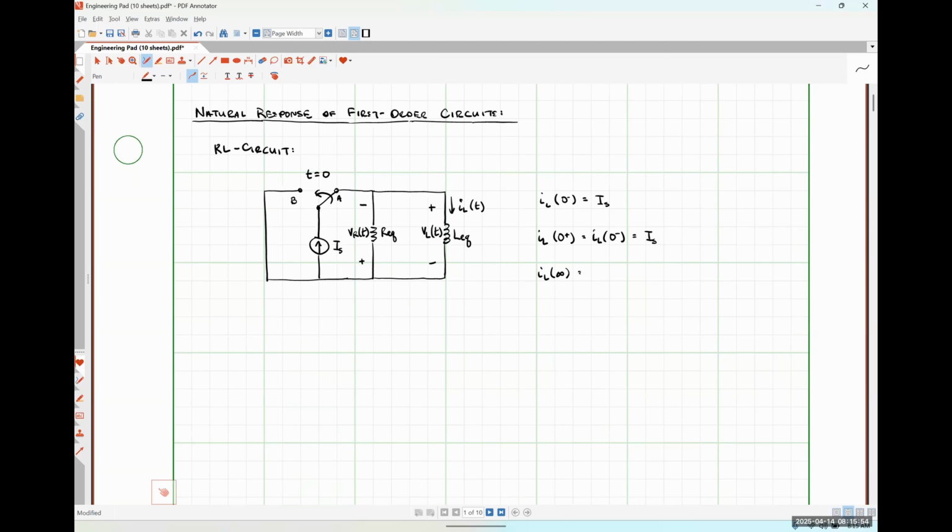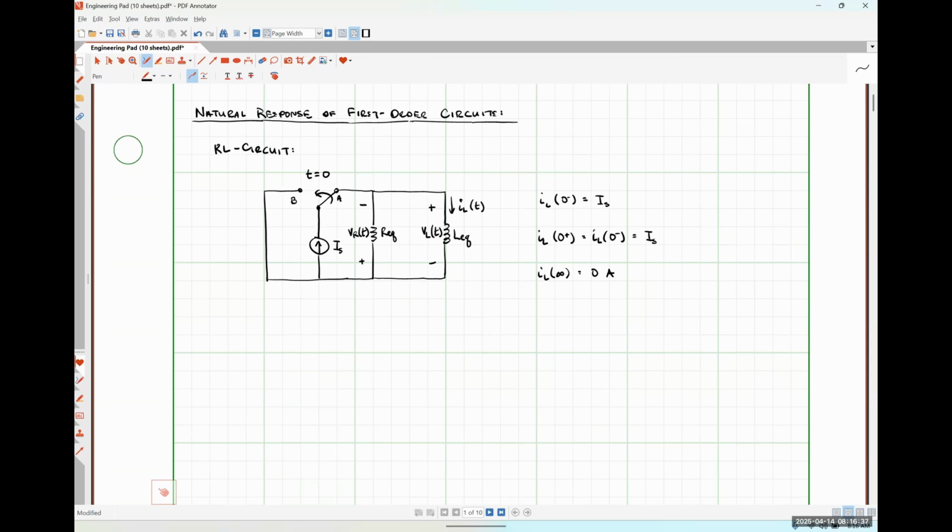So after a really, really long amount of time, I'm calling it t equal to infinity, what we should see is that all of the energy that was initially stored by the inductor has since been converted into heat by the resistor. And so over time, our inductor current is going to settle down to a value of 0 amps because there's no source connected to the inductor anymore, right? When we switch that switch over from being closed at A to being closed at B, that current source is no longer connected to the inductor, so it shouldn't have any influence on what the inductor is doing.